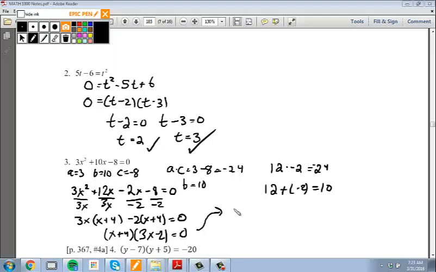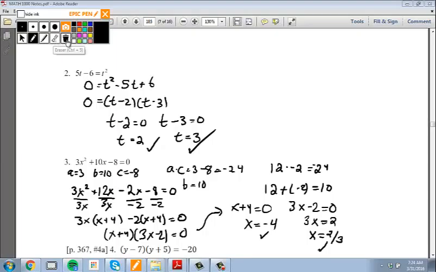And I cannot forget to set each factor equal to 0, because if I do not do that, my cat will die. By the way, I am allergic to cats, so that wouldn't be too bad of a thing to happen, right? So x is negative 4, or x is equal to 2/3. Again, if you have any questions about this, feel free to email me or write them down and bring them to the next class. Also, going back over these again would not hurt you as well.